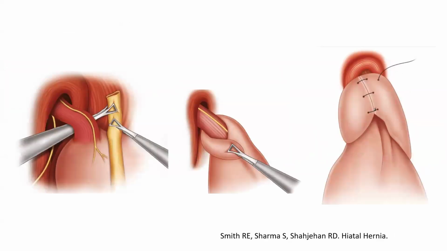A Penrose drain is typically placed around the esophagus to assist in the mobilization and the creation of the wrap, and the bougie is removed once the wrap is complete. The wrap is anchored to the esophagus and hiatus to prevent herniation and slippage.